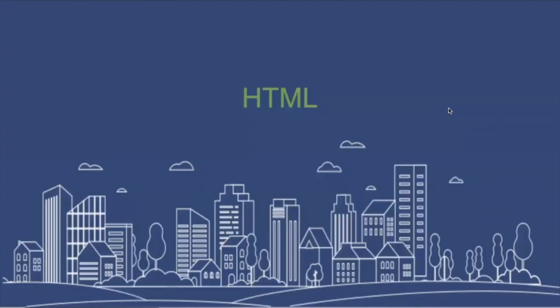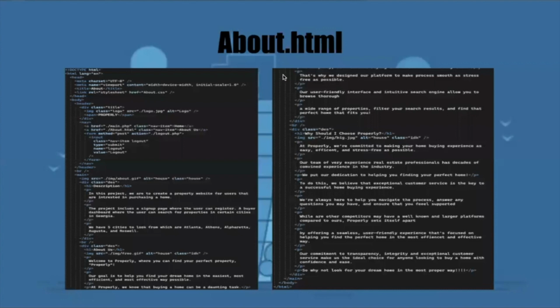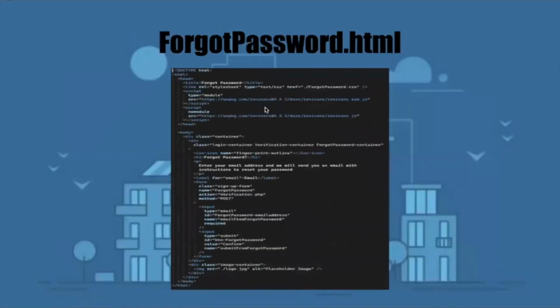So now I'll be talking about the HTML. So this is the about page for the HTML, and it's basically just separated with divs and pictures with GIFs, and it's just paragraphs explaining our company and a description about what city is available. This is the forgot password HTML. This is what the user would see. So this is where they'll type in their email, etc.